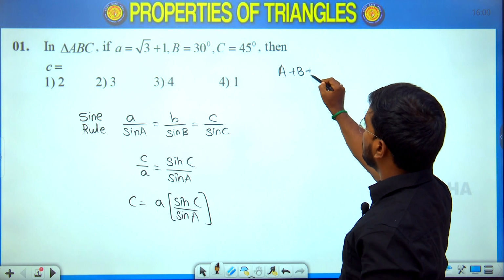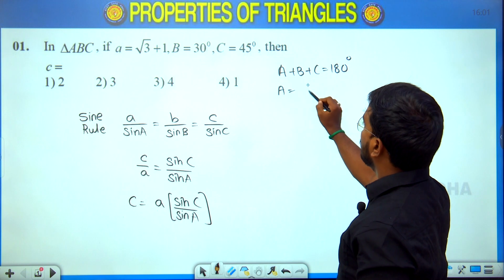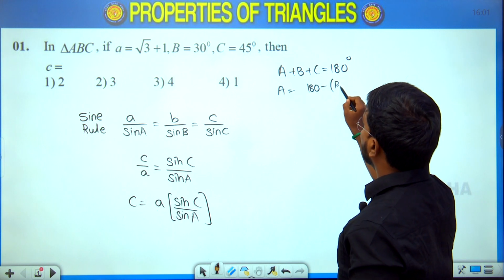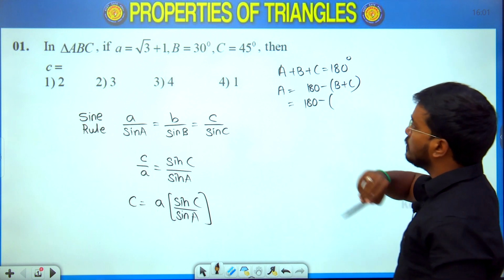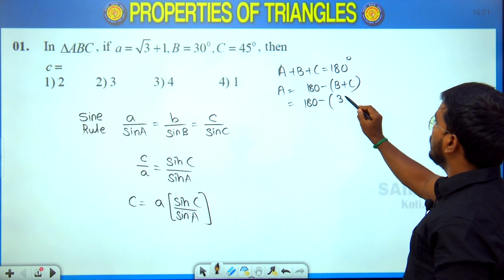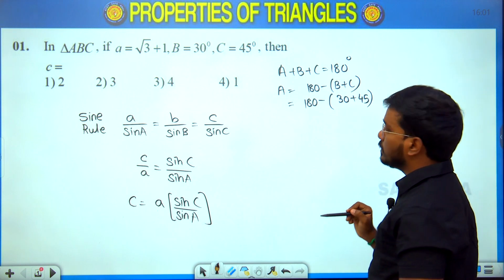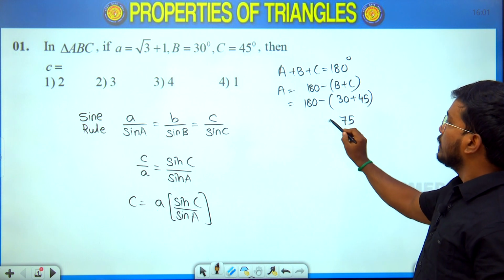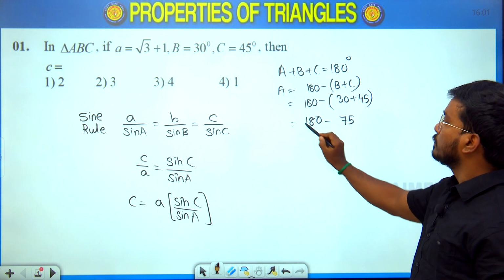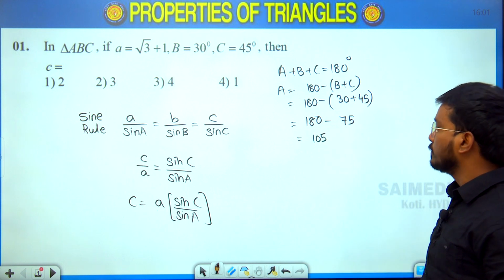A plus B plus C is equal to 180 degrees. So, A is equal to 180 minus of B plus C. What is B value? 30. What is C value? 45. So, 30 plus 45, what is it going to become? 75. So, what we can write here? 180 minus 75. 180 minus 75 is going to give you a value of 105.